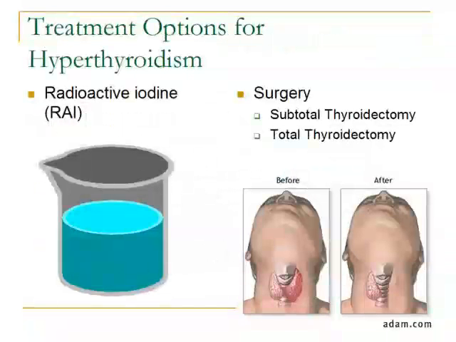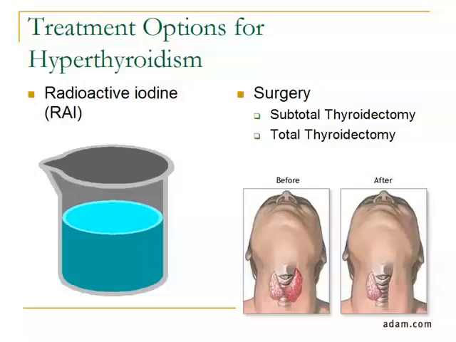Radioactive iodine is one of the treatment options we touched on as a treatment for hyperthyroidism, and radioactive iodine is typically given in a dose just orally. We're going to talk a little bit more on the next slide with it.